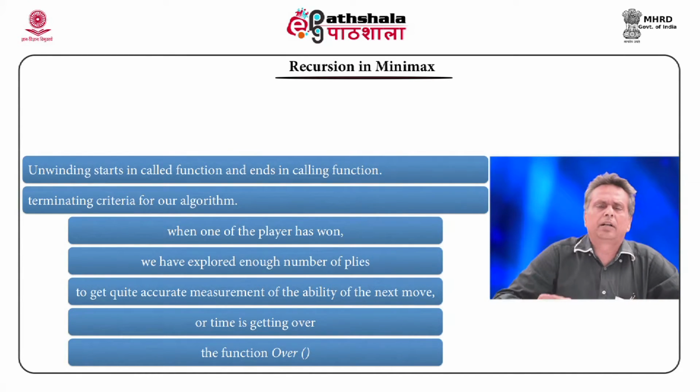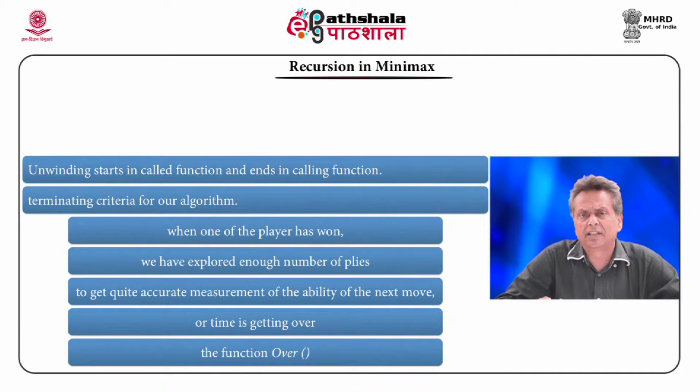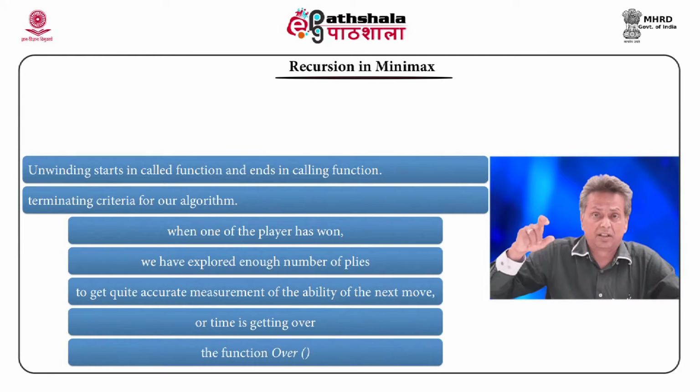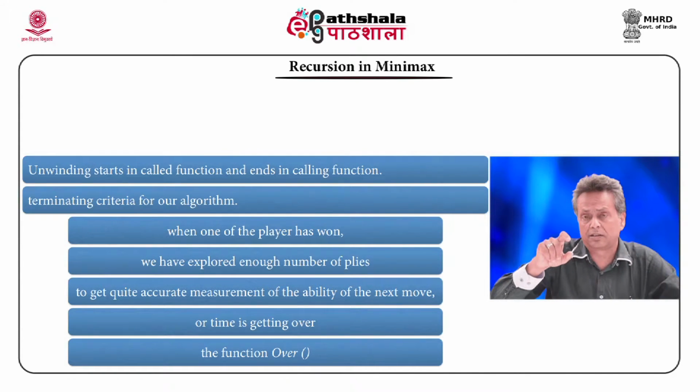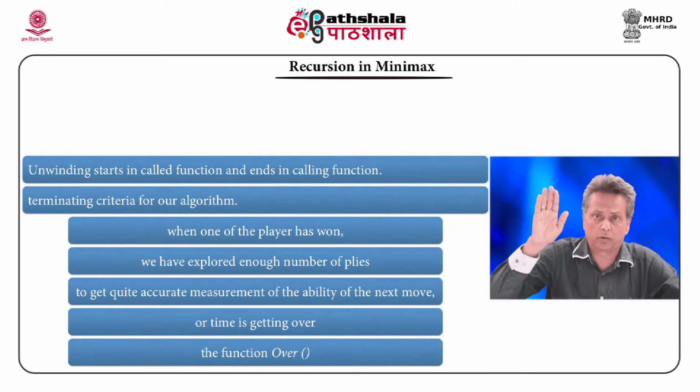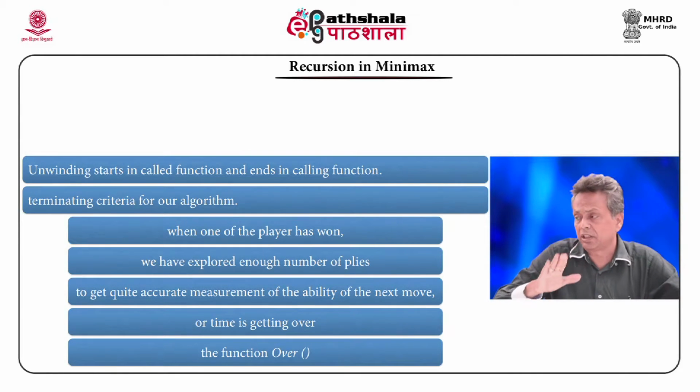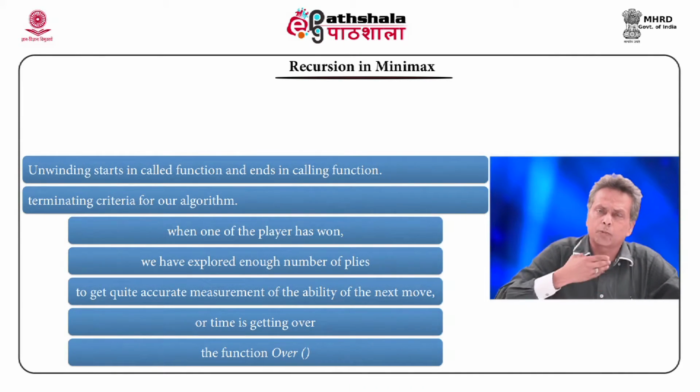When we look at the function, I'll again remind you: what will be the terminating criteria? We've already seen that the time, obviously, is one. Chess playing programs usually have time associated. So it says that you have 5 minutes. In 5 minutes, you'll have to find out whatever you can. So that's usually the constraint. But then we have explored enough number of plies.